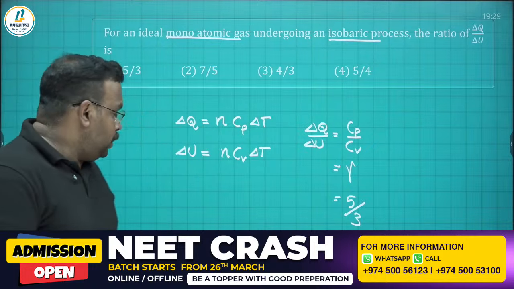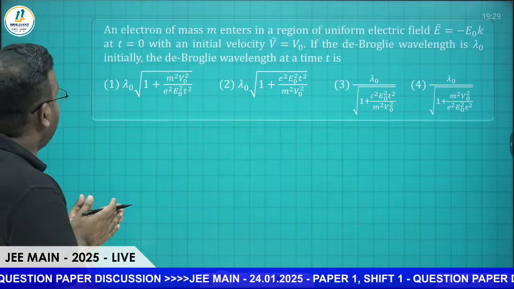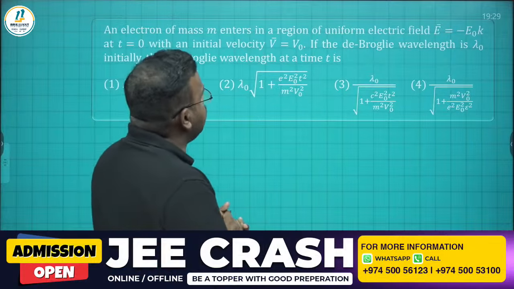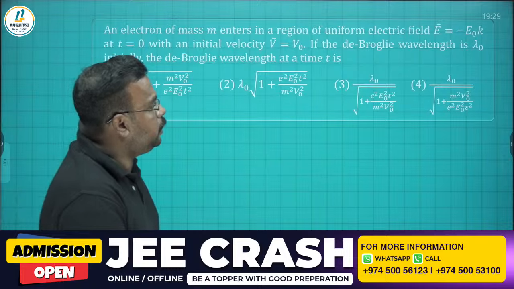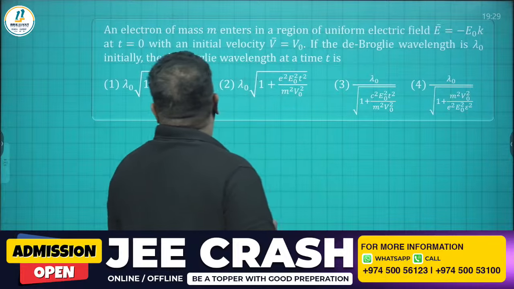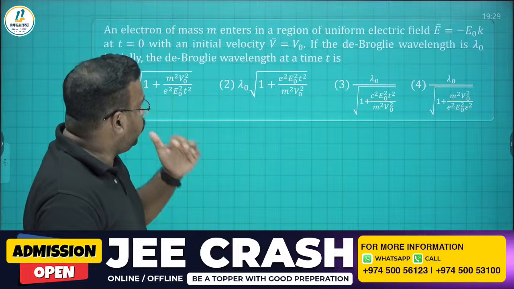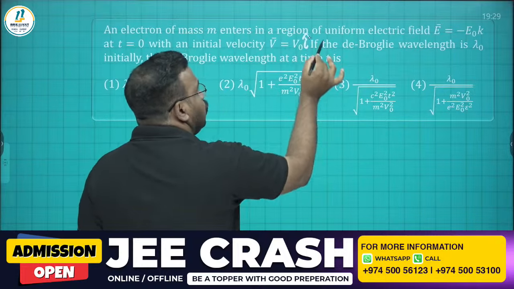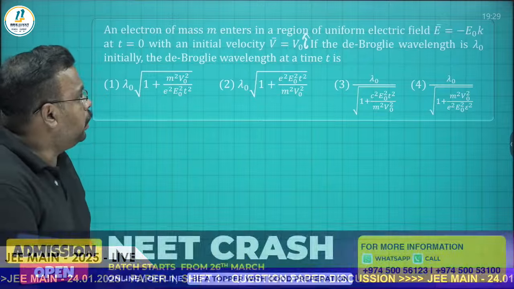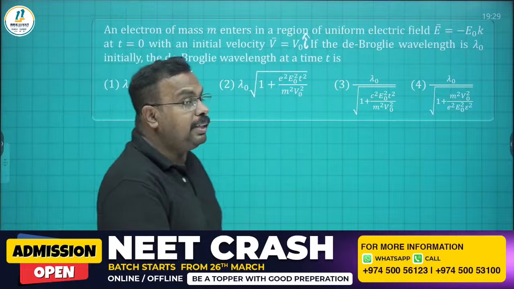Okay. Second question. An electron of mass m enters a region of uniform electric field E vector equal to minus E naught k at t equal to 0 with an initial velocity v equal to v naught. Here a term is missing, it's actually v naught i cap. If the de Broglie wavelength is lambda naught initially, then the de Broglie wavelength at a time t is.